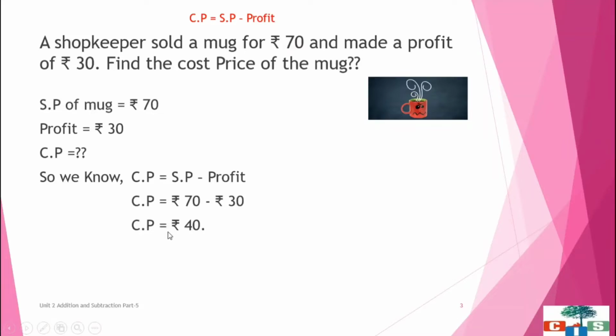How do we check that? The cost price is rupees 40 and the profit made by the shopkeeper is rupees 30. So when we add rupees 30 and rupees 40, we should get the selling price. Rupees 30 plus rupees 40 is equal to rupees 70. And the selling price given in the statement is rupees 70 only. So the cost price of the mug is rupees 40.